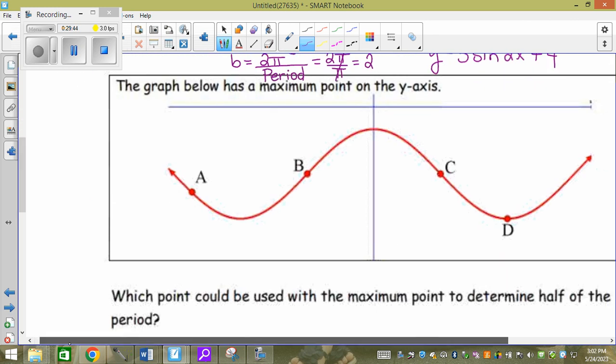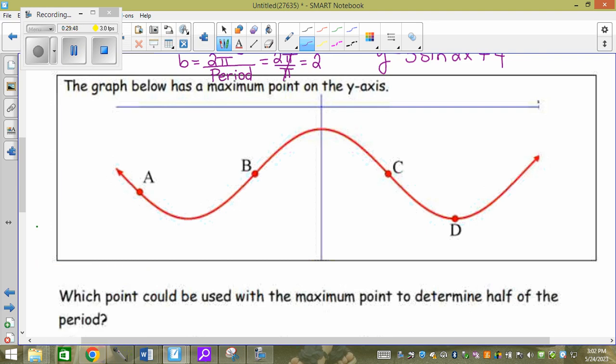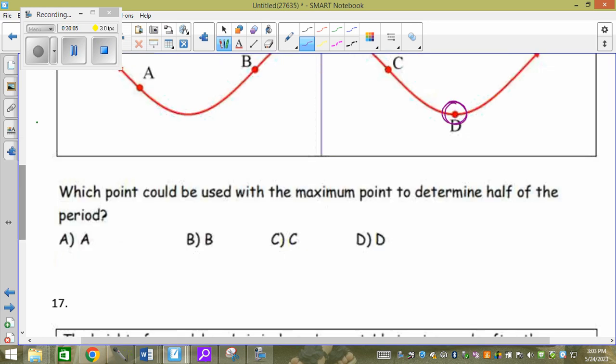This one here says, which point could be used with the maximum to determine half of the period? So here's the maximum. What point could I use with it to get half the period? D. Because a max all the way to the min is half of the period, or a min to a max is half the period. So it's D.